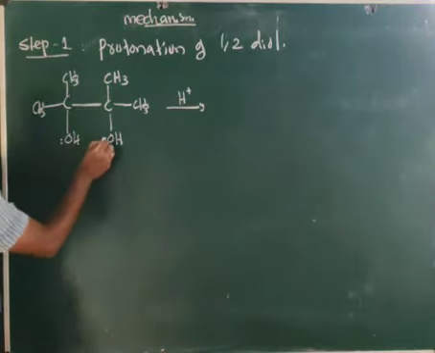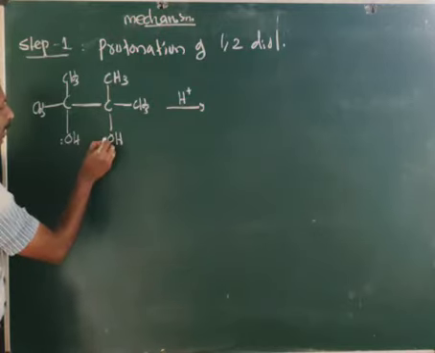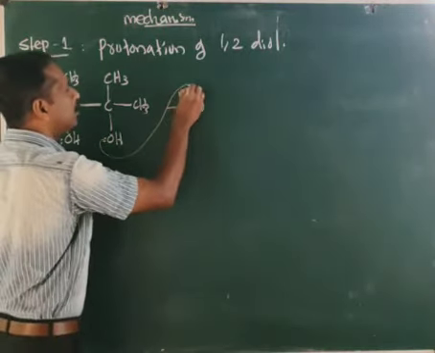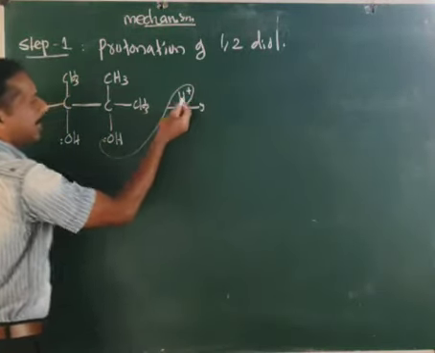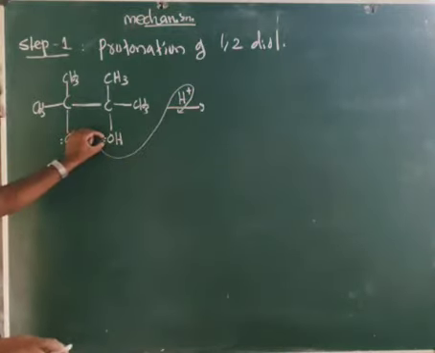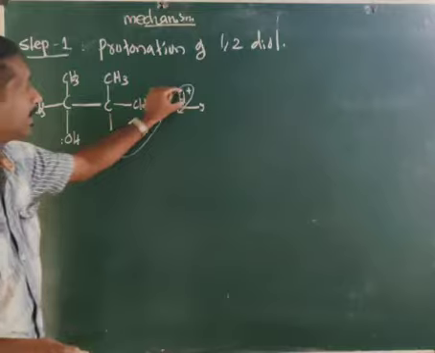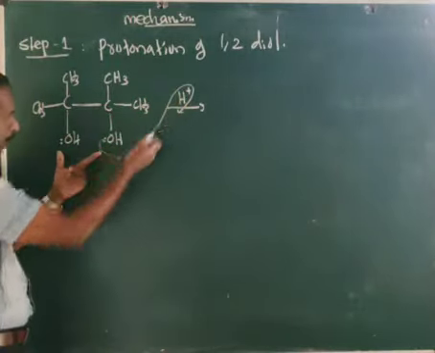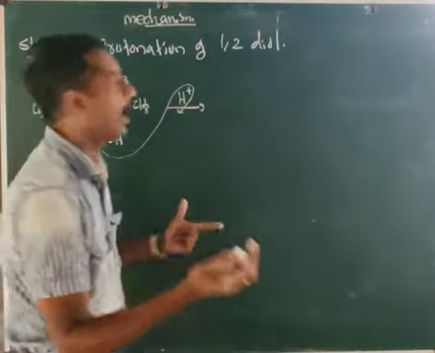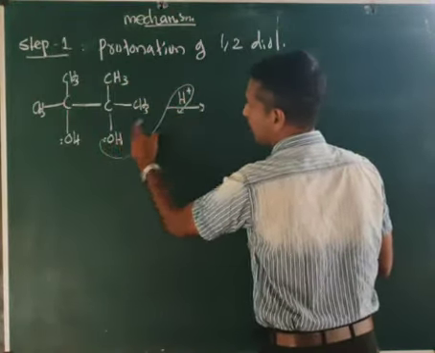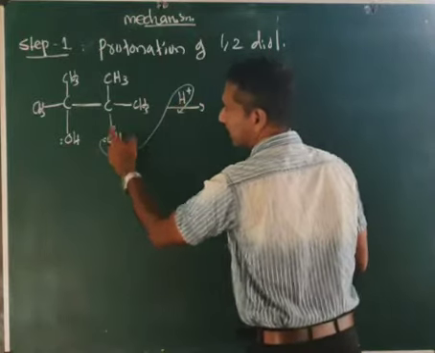The lone pair electron present on this oxygen will abstract this H plus ion. Why is it taking the H plus ion? Because the lone pair is negatively charged, and here it is H plus, a proton. It will take this H plus towards oxygen. This is what is called protonation. Protonation means this OH group is protonated, H plus is coming to OH.